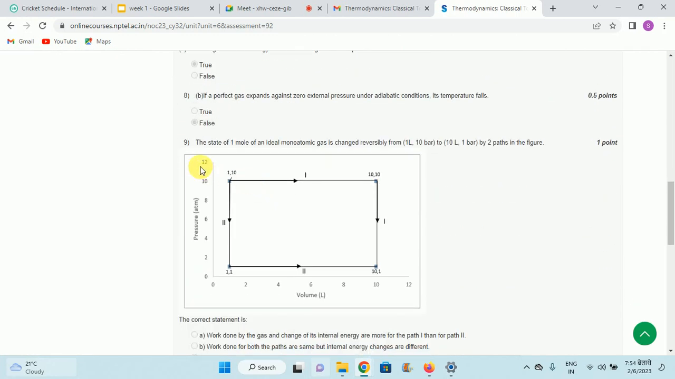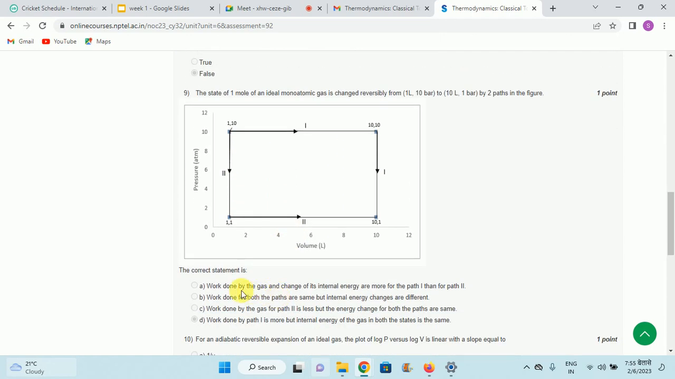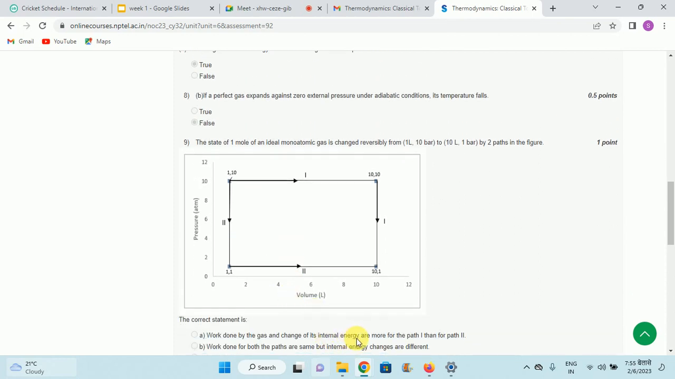What is the doubt here? The state of 1 mole of an ideal monatomic gas is changed reversibly from 1 liter 10 bar to 10 liter 1 bar. So it is going from this state to this state by path 2. Two paths are given, path 1 and path 2. So what is the question? Work done by the gas and the change of internal energy are more for path 1 than path 2. So let's see.